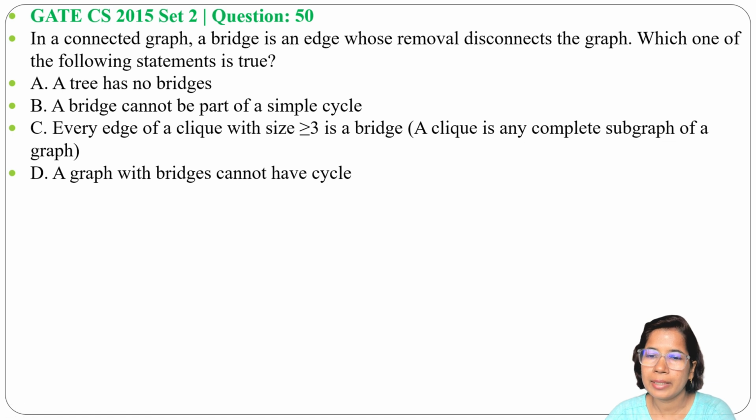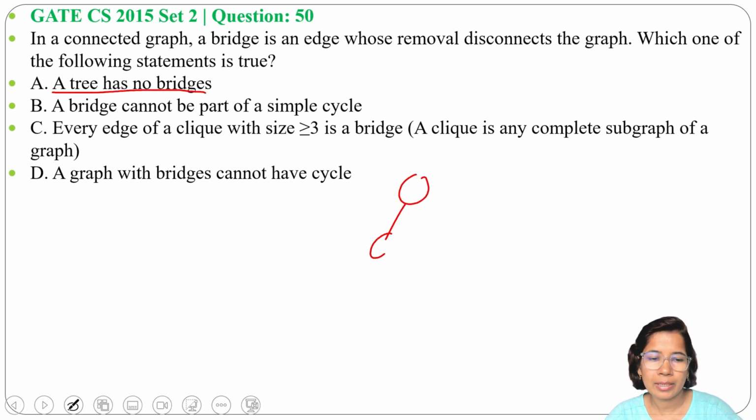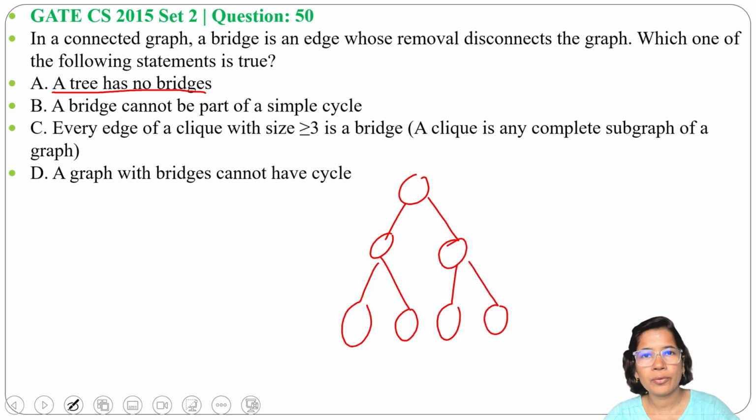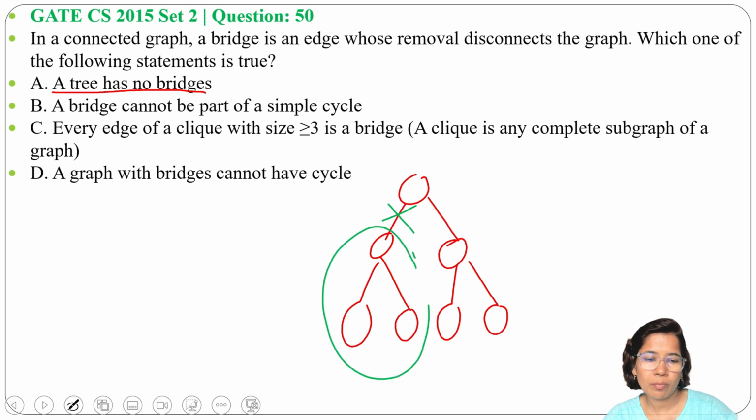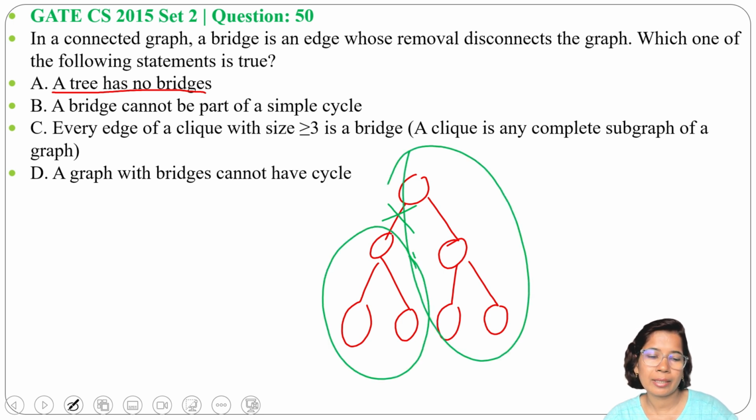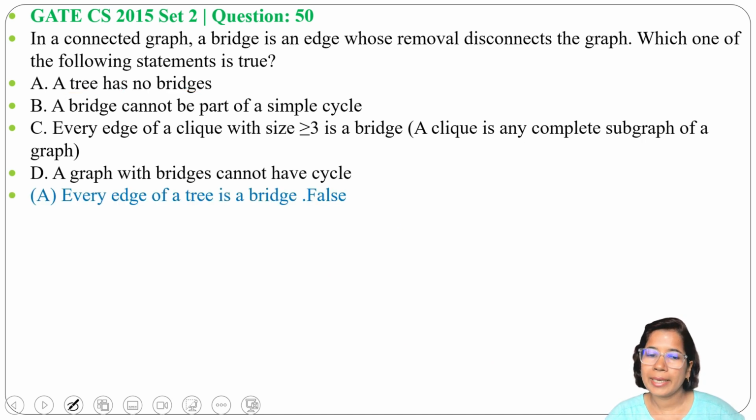Option A: a tree has no bridge. This is false. This is a tree. Suppose we remove any edge. Let me remove this edge. Then it will disconnect the graph. Now this will be one part and this will be another part. After removal of this edge, the tree is divided into two trees. Right? So in a tree, every edge is a bridge. Removal of any edge will disconnect the tree. So option A is false.